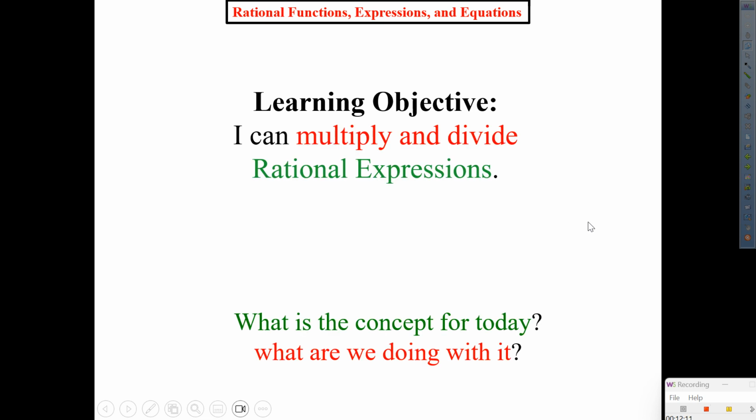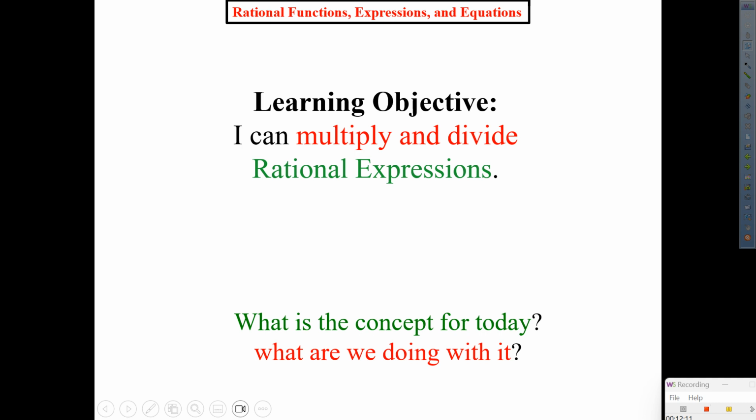Get a Cornell note ready and title it, the objective for today: I can multiply and divide rational expressions. I can multiply and divide rational expressions. Do we need a Frayer model for rational expressions? No, I see some of you saying no.